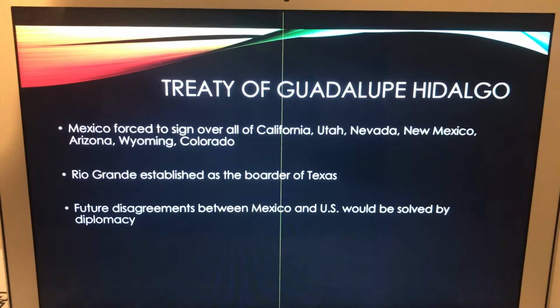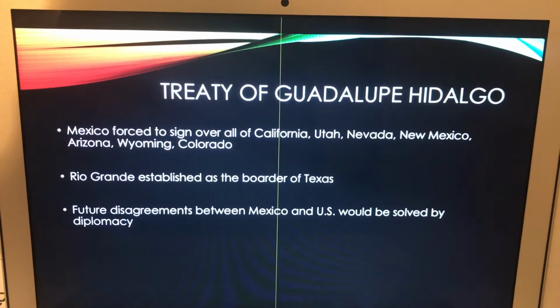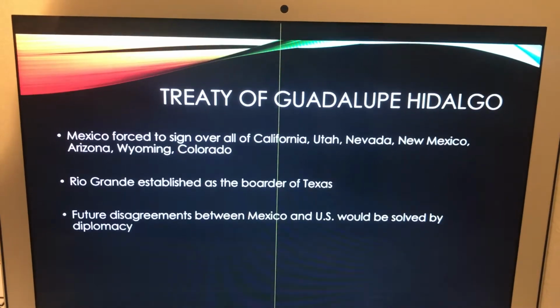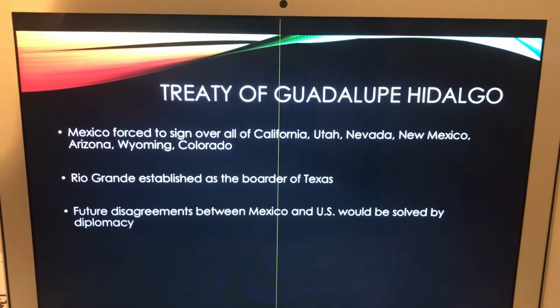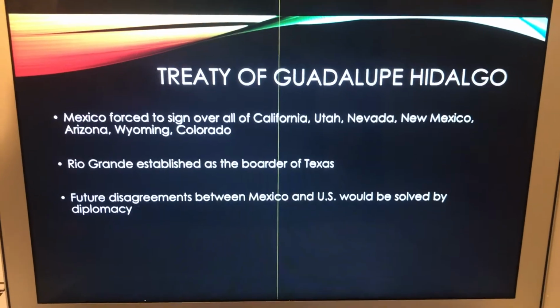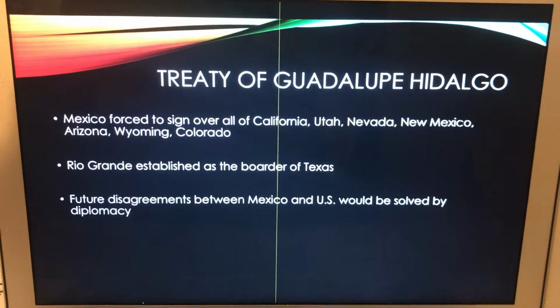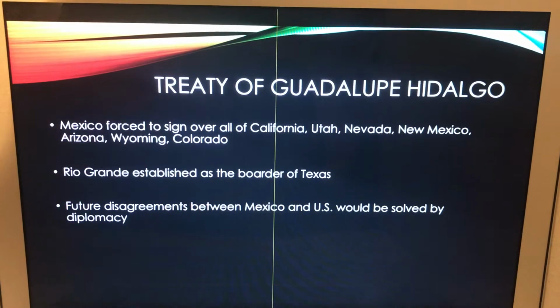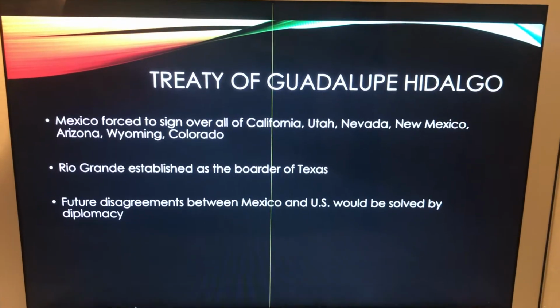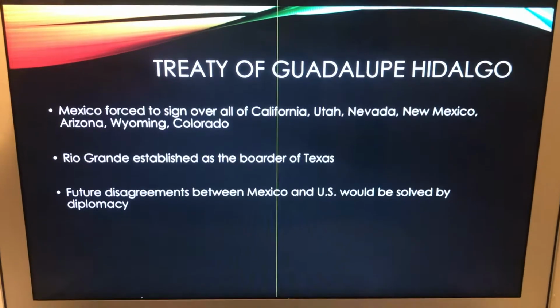for this territory. And future disagreements between Mexico and the U.S. would be solved by diplomacy. They saw that they were going to border each other for a long time. They didn't see any foreign invaders disrupting their country, so they knew that peace between these two countries, these two powerhouses at the time, or superpowers of the world, would be ideal for future prospering throughout their countries.